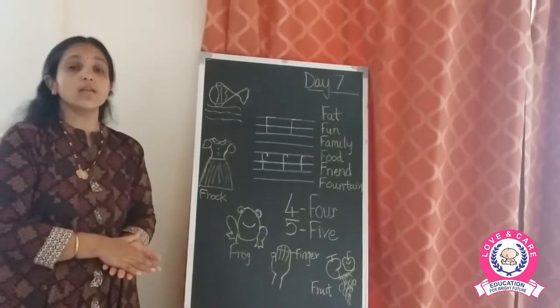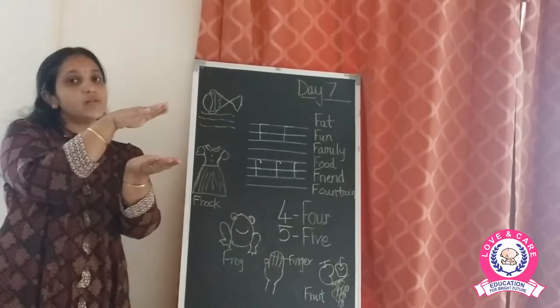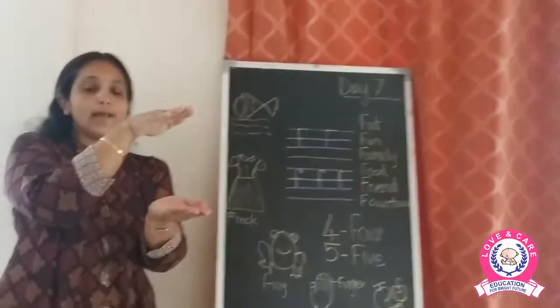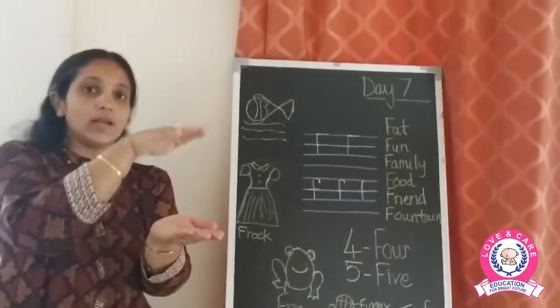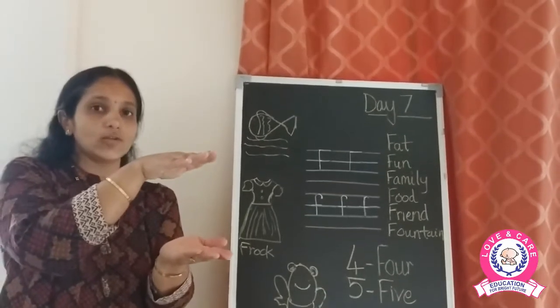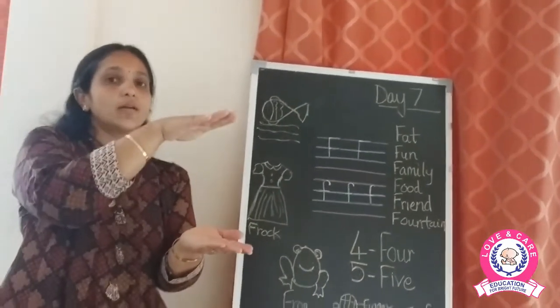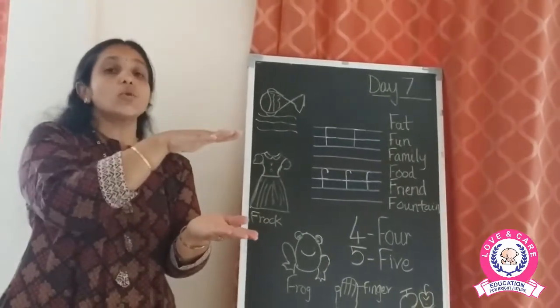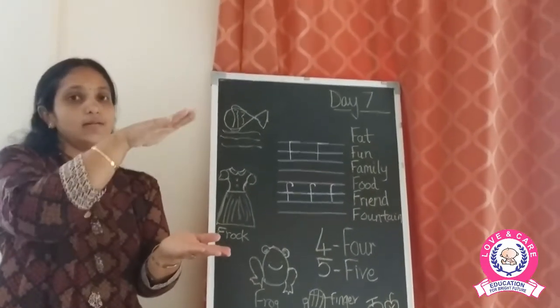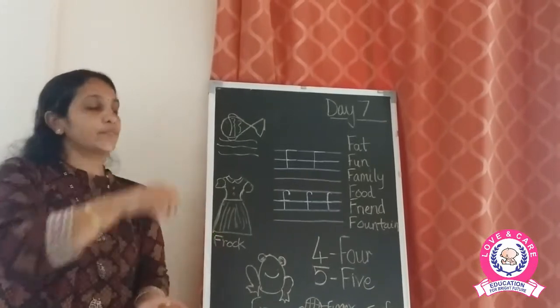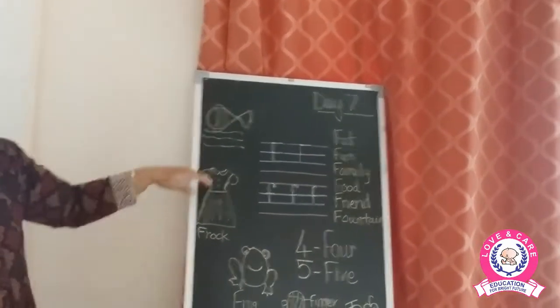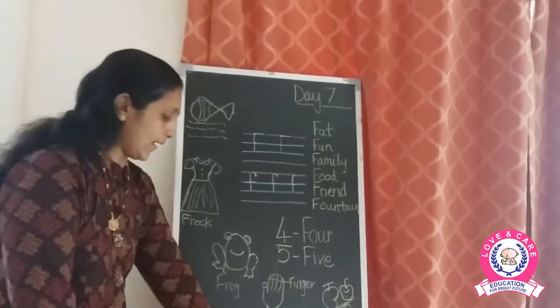F says F. So what we'll do, we'll just place our two hands like this as if we are putting air in and out and doing the action like this. So F says F. F says F. Okay. So that was the phonic sound of F.